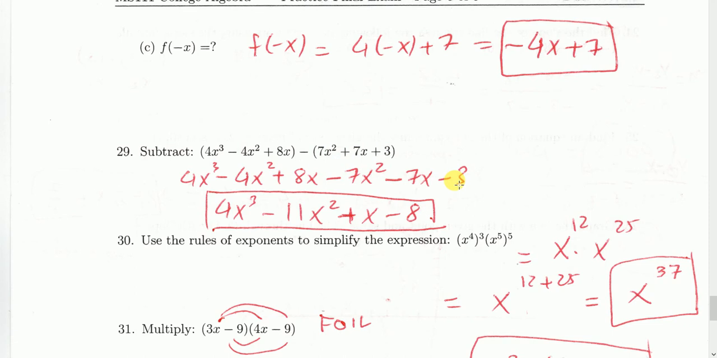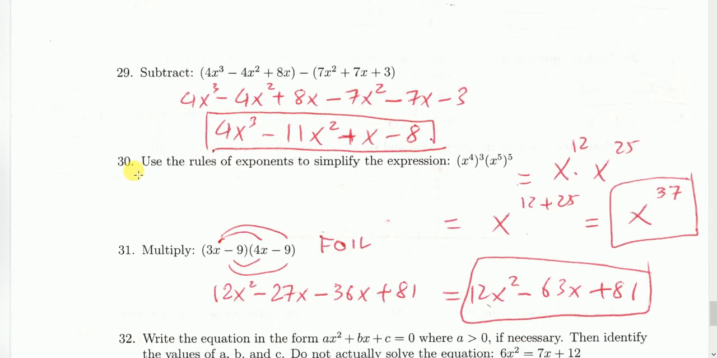Now, combine the like terms. 4x cubed: we don't have any like term for this one, so keep it the same. x squared and x squared here: minus 4 and minus 7 give you minus 11x squared. 8x and minus 7x give you only 1x, or plus x, and then minus 3. This should be minus 3, not 8. This is a typo.